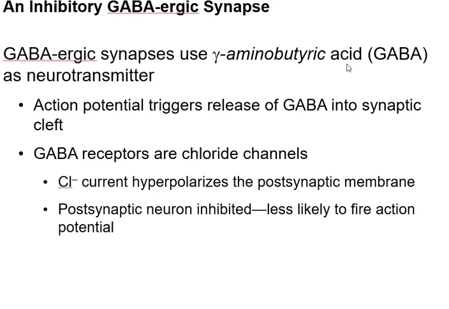And here's a slide showing you what GABA is. It is gamma-aminobutyric acid. And its thing, when it is released into the synapse, is it will hyperpolarize the postsynaptic membrane, so it is less likely to fire. So that's why we call it an inhibitory.